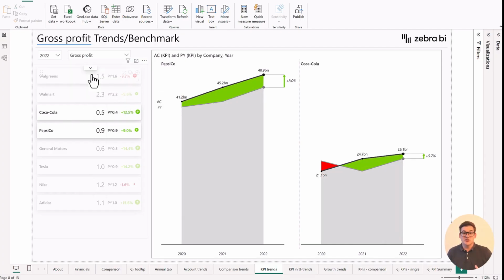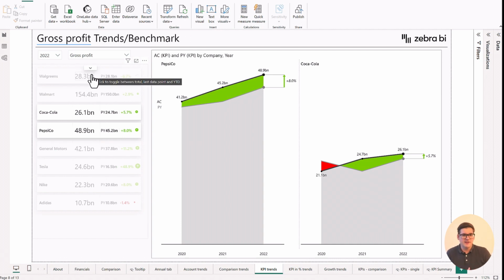Now let's look at some 3-year trends. Looking at gross profit, I think it's pretty clear that PepsiCo is again the winner. Not only is their gross profit about 2 times the size of the Coca-Cola Company's, but they were also able to increase their gross profit through all 3 years that we were looking at. And the Coca-Cola Company had some troubling times in 2020.